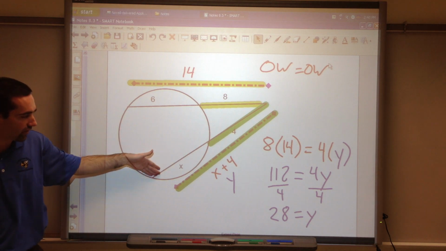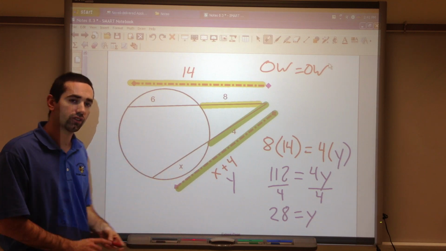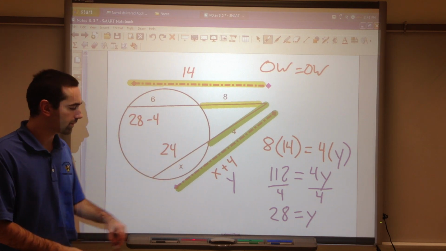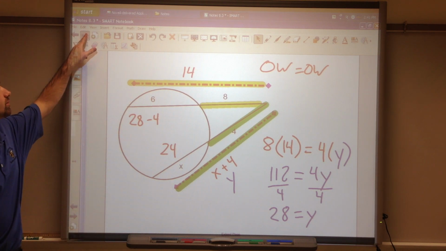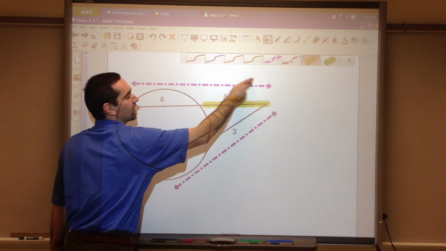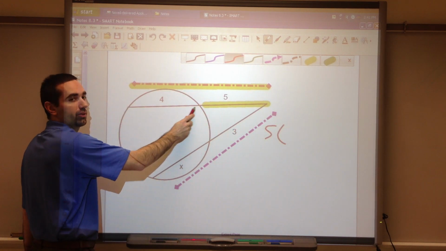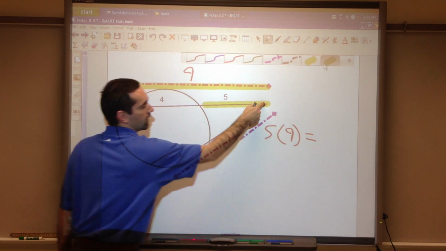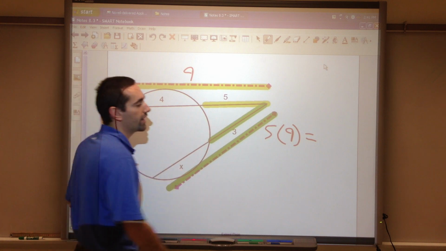Remember, y is the full length. I want to know what x is. So the whole thing's 28, but this part is 4. So I subtract. 28 minus 4 is 24. And that's x. Let's look at another example. Here we go. Again, outside times the whole. 5 times the whole. 5 plus 4 is 9. That equals outside times the whole. The outside is 3.